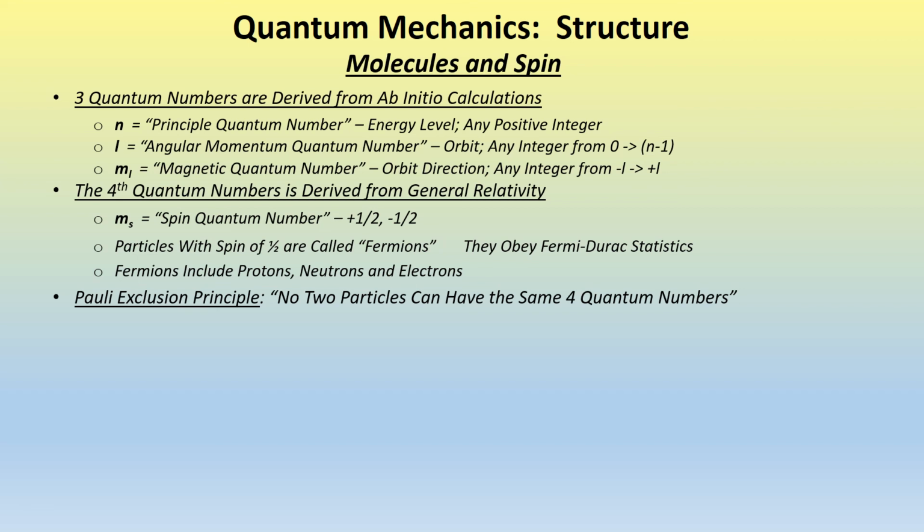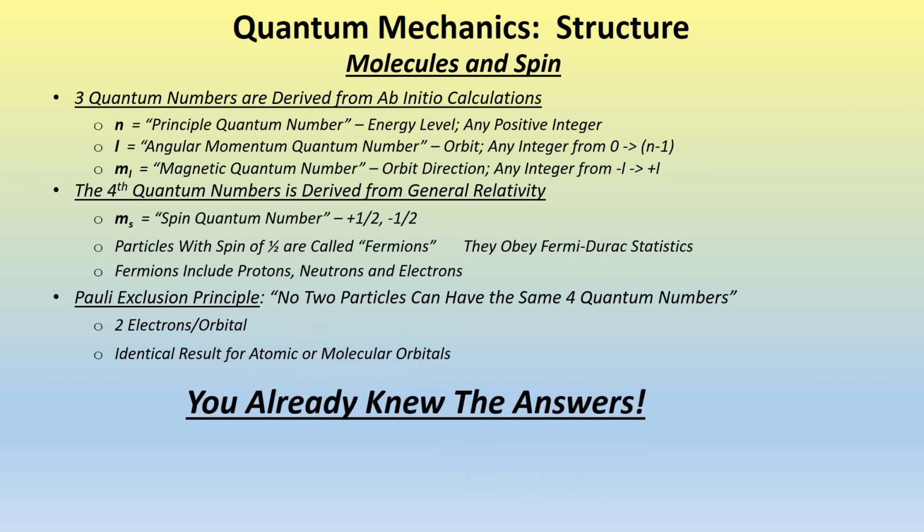This is because, since spin only has two values, there can only be two electrons per orbital. You get identical results for atomic or molecular orbitals. The important takeaway from this is that you already knew the answer from freshman chemistry. Trust the answers that you already know. They will carry through the rest of the course. And always trust in yourself.